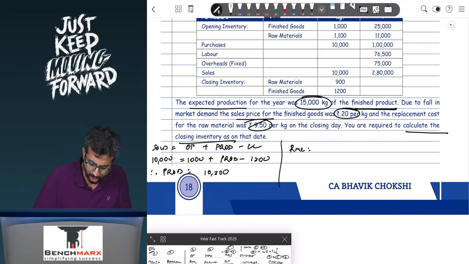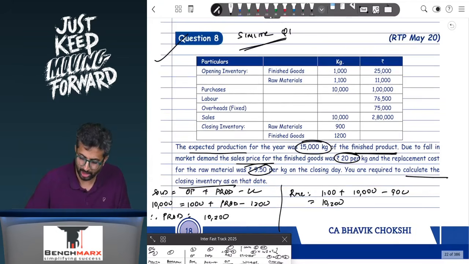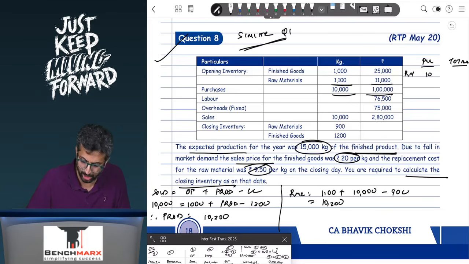Similarly, raw materials consumed. Your opening raw materials are 1100 plus purchases, 10,000 must be purchased, minus closing of 900. By the way, this is 10,200 of raw materials consumed as well. Now if I want to find the cost per unit and total, let us say I start with the raw materials on a per unit basis: 11,000 divided by 1100, that is 10 in the opening, 1 lakh divided by 10,000, again 10 per unit. So basically 10 into 10,200 is my total units. So I must have paid 1,02,000 for the units which are produced.